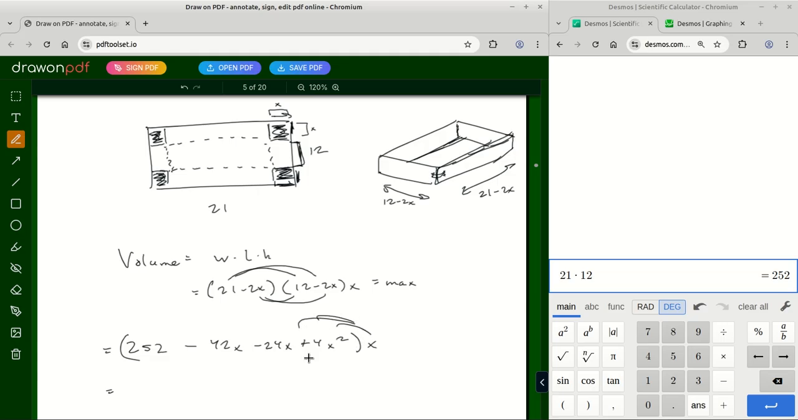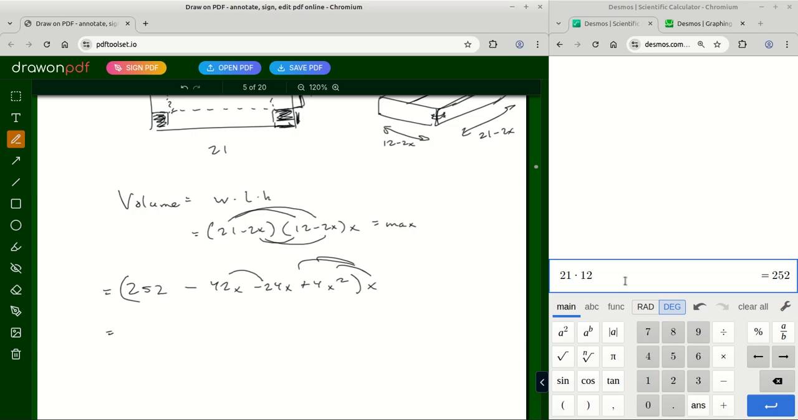Distribute your x into everything here. Combine these like terms. So let's do 42 and 24, that's 66. So now I've got 252x minus 66x squared, and then I got 4x cubed. I'm saying this is a maximum. Okay. In order to find it, that's my volume, and so I'm going to do V prime is equal to 0. And so here we go.